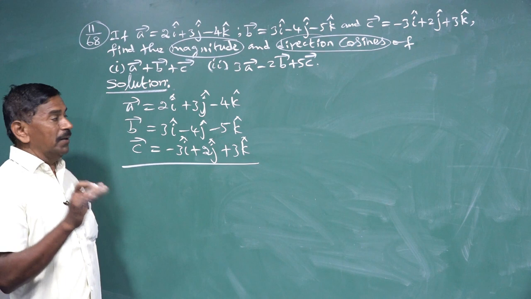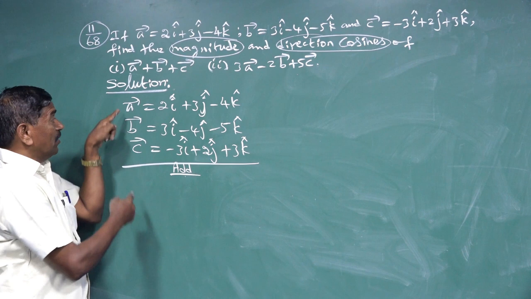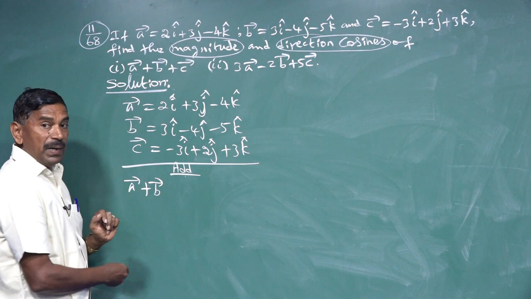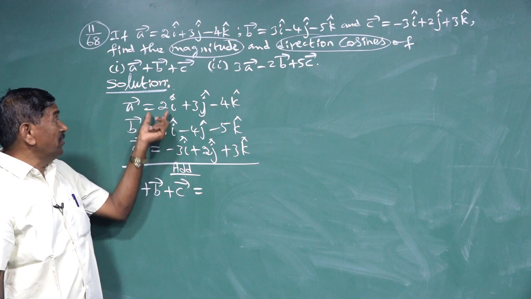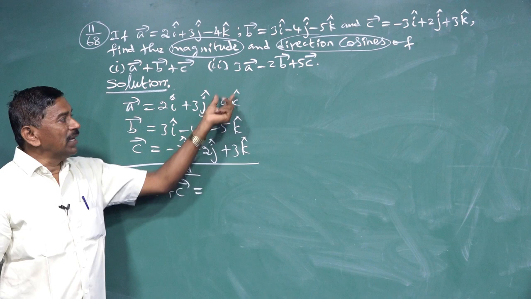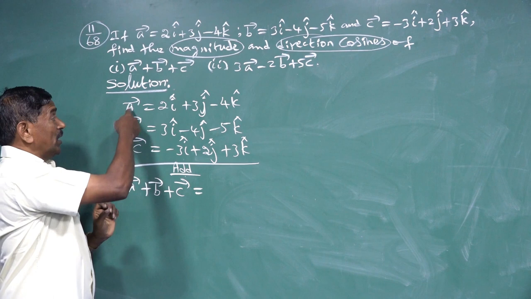Add, that's all. While adding, we get A vector plus B vector plus C vector. Start your answer: A vector plus B vector plus C vector, which is equal to? This is for our convenience, we have written i vector in the first column, j vector in the second column, k vector in the third column. See, LHS addition equals A vector plus B vector plus C vector.